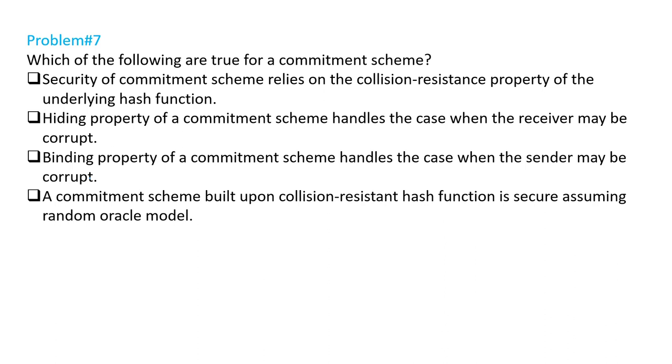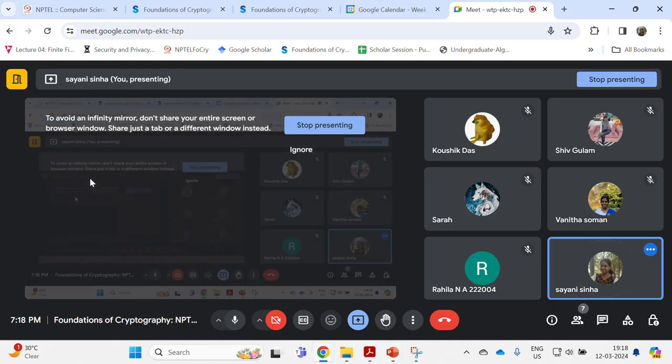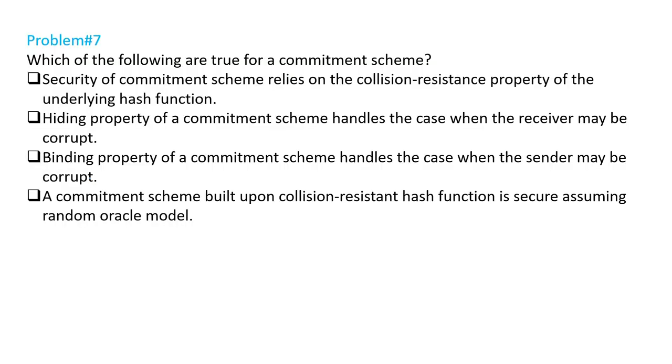As I was discussing, there are two properties of a commitment scheme that need to be satisfied. One is the hiding property, another is the binding property. Binding property, I already mentioned, is that if a sender is corrupt and it first commits with a commitment C corresponding to a message M to the receiver, right?